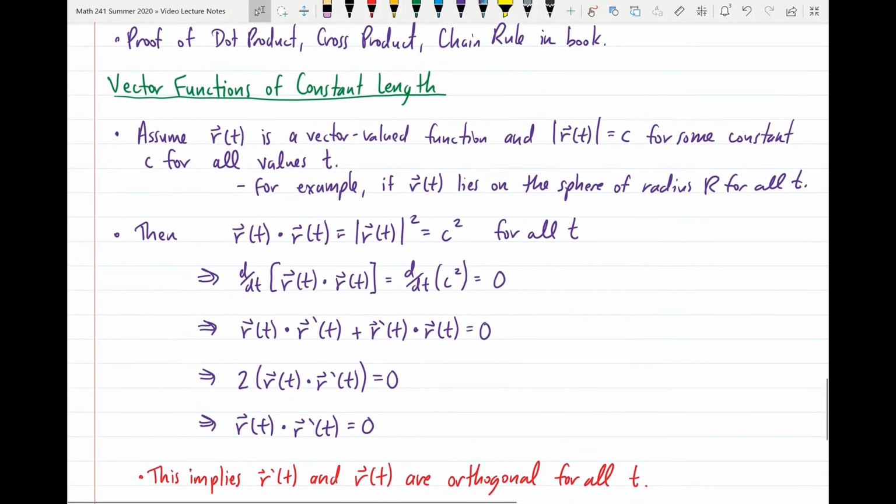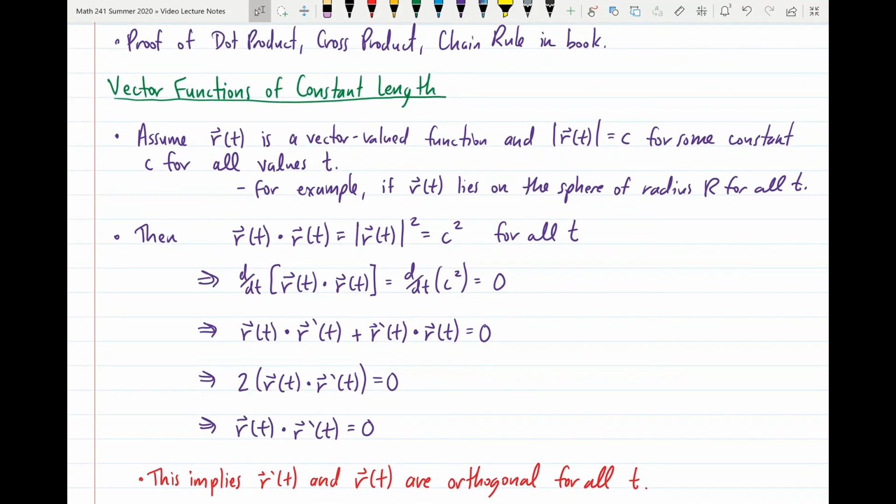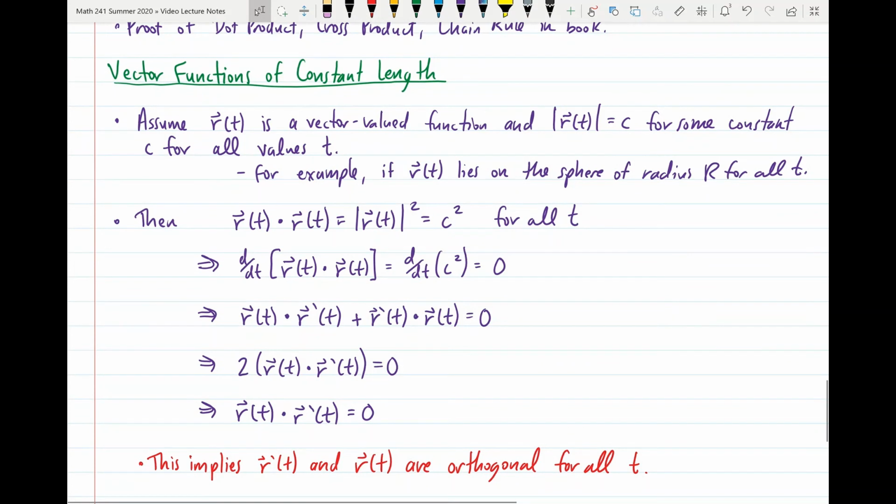So let's talk about vector functions where the position vector always has a constant length, because some interesting things happen in this case. And they're going to show up again when we get to section 13.4. So assume that we have a vector valued function r, and the magnitude of r of t is always equal to c, regardless of what value of t we stick in for r. We always get a magnitude of c, where c is just some constant.